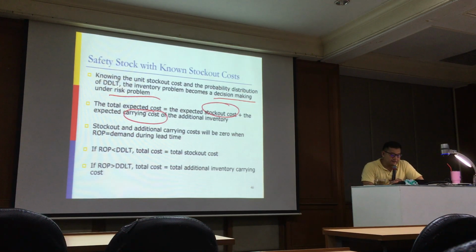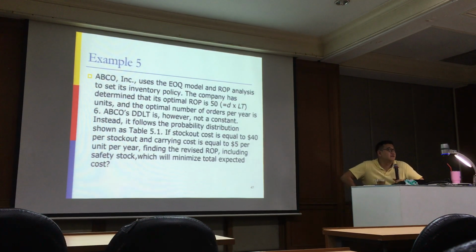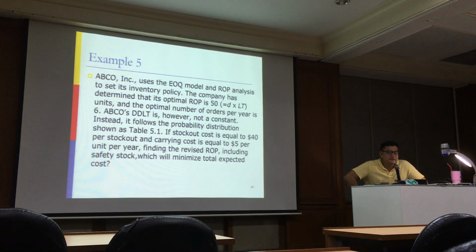Okay. So in this case, I will show you an example of calculating safety stock in the case that we know the stock out cost. We have a company named ABO. This company uses the EOQ model and reorder point analysis to set its inventory policy. The company has determined that its optimal reorder point is 50 units, calculated as demand multiplied by lead time. So they expect demand to be constant, but actually it's not. And the optimal number of orders per year is 6.